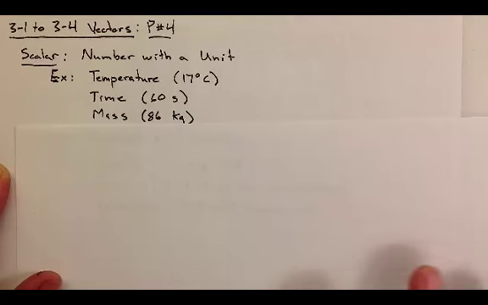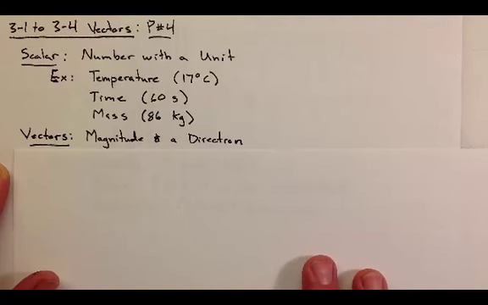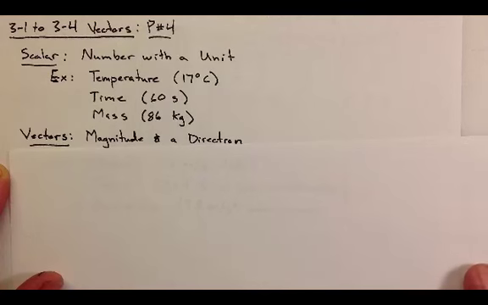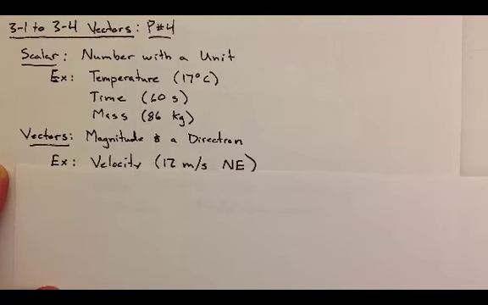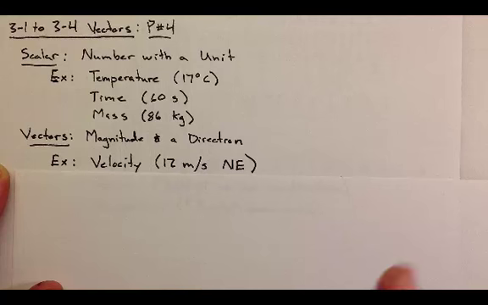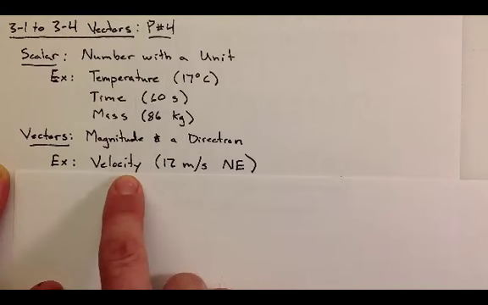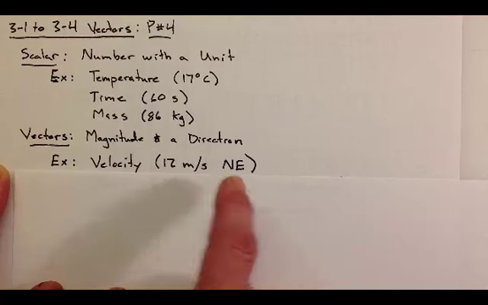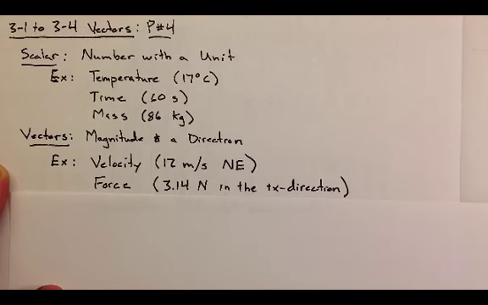And now, in comparison to scalars, we have vector quantities. Vectors are things that always have a magnitude and a direction. So there's a number and a direction associated with that number and unit. For example, velocity is a vector quantity. If I were to say 12 meters per second in a northeasterly direction, that would be a vector. There's a number and a direction associated with it.